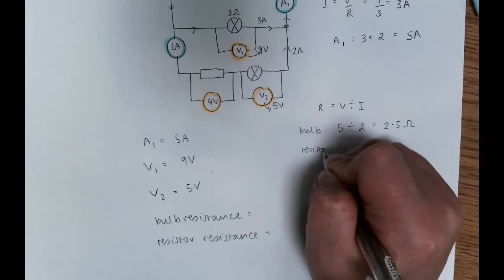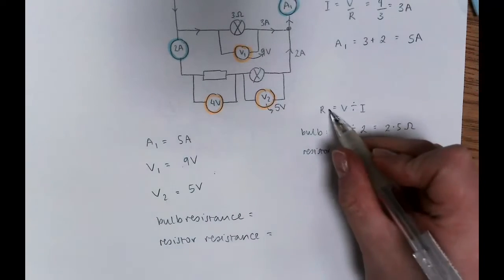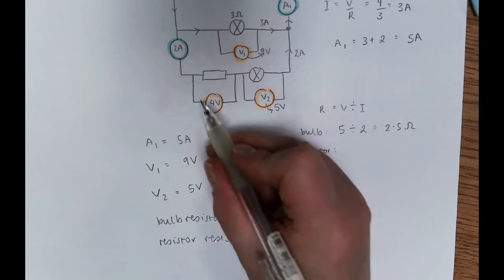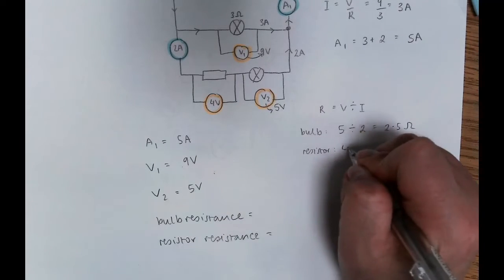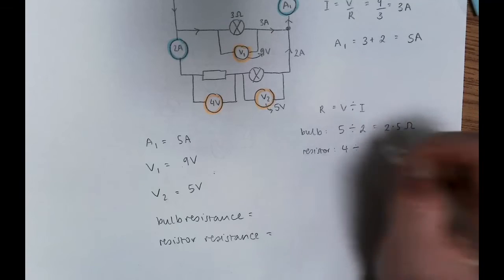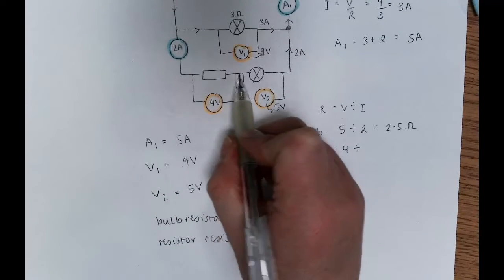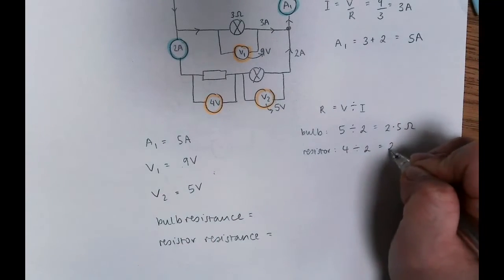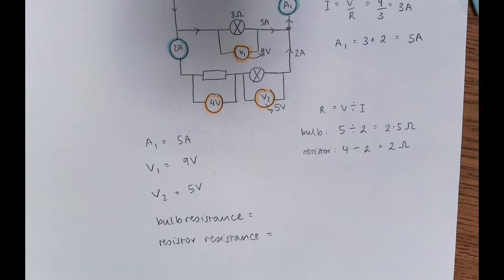For the resistor, same equation, R is V divided by I. The voltage dropped across the resistor was 4 volts. The current flowing through the resistor was 2 amps, so it's still divided by 2. It is a 2 ohm resistor.